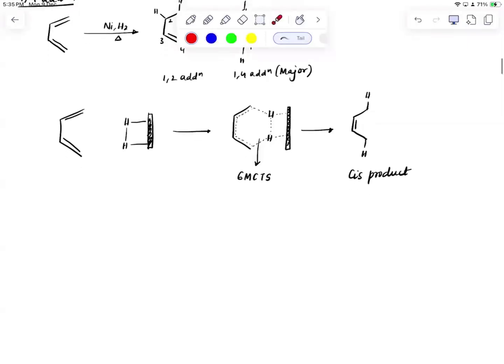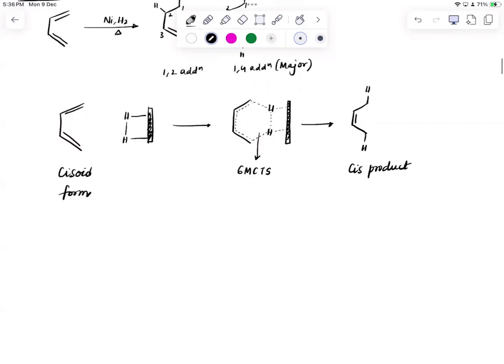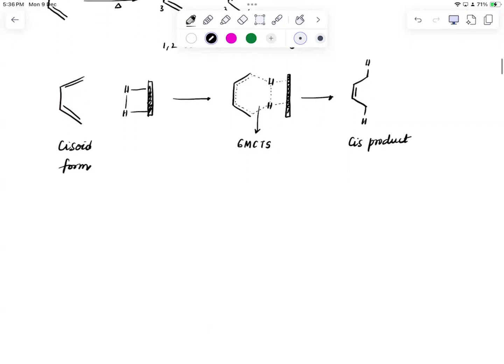If the molecule is aligned, the double bonds are both aligned towards the metal, then this is called the cisoid form. This is called the cisoid form. A cisoid form is able to generate a cis product in this case. Clear, beta?